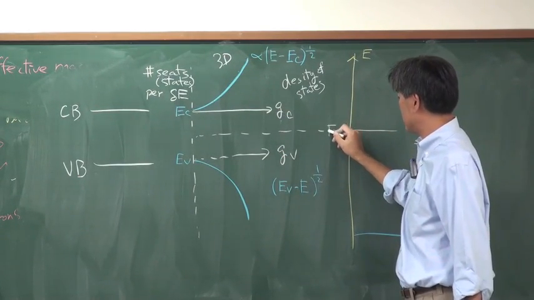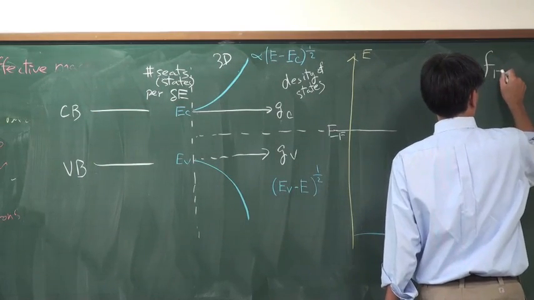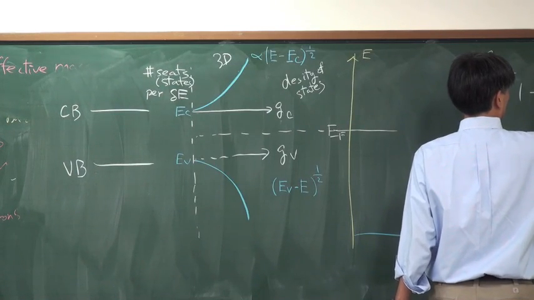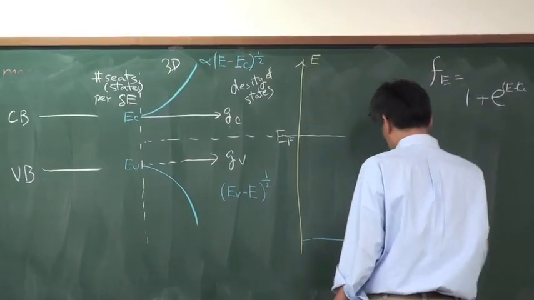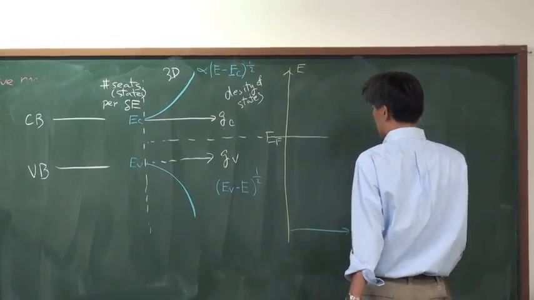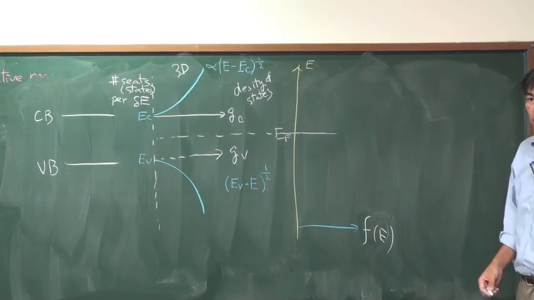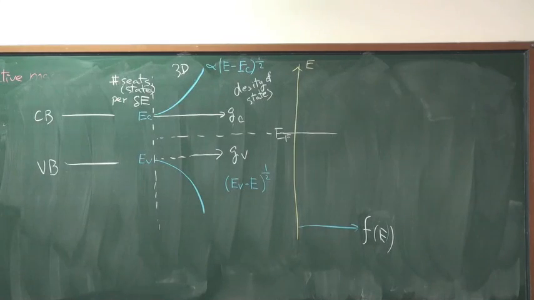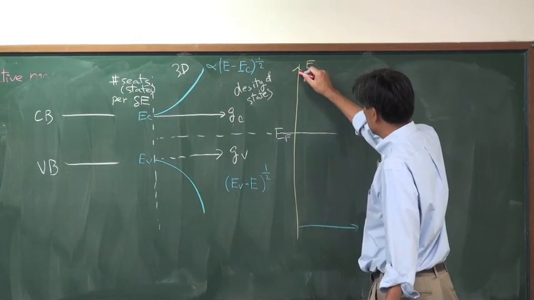So this is the Fermi level. And the Fermi function is something like 1 over 1 plus exponential of E minus EF. Let me draw. This is too tight. But the Fermi function is actually given in the book. So let me just draw the Fermi function graphically. I'm going to draw the Fermi function for 0 temperature. The Fermi function for 0 temperature looks like this.